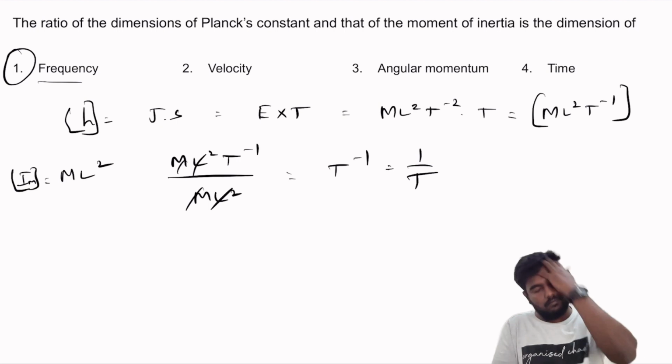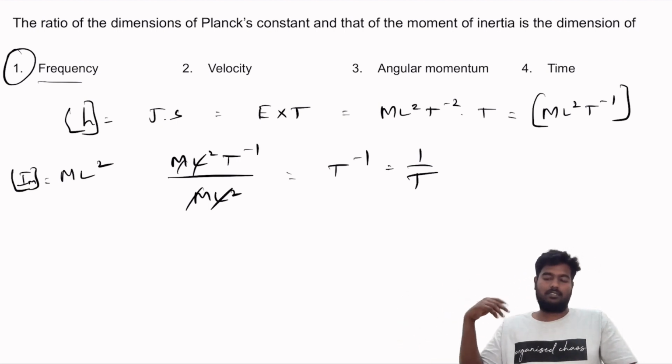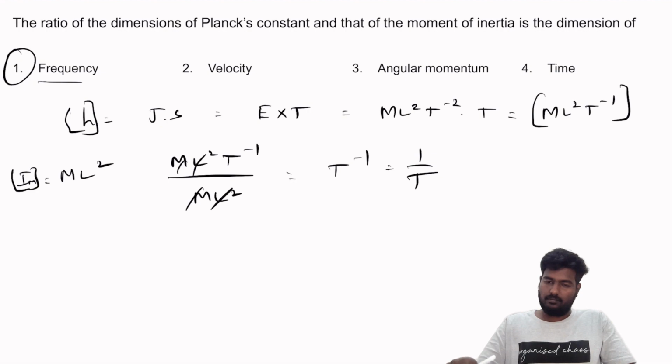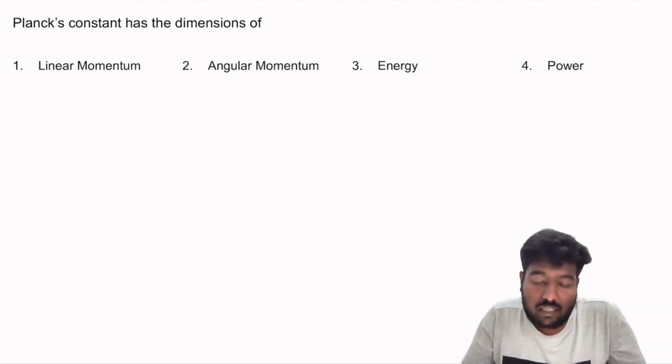Velocity is L T power minus 1, angular momentum, time is T. Okay. So frequency is the right answer. See, very nice question. Good. Oops. I think this question should be put first.